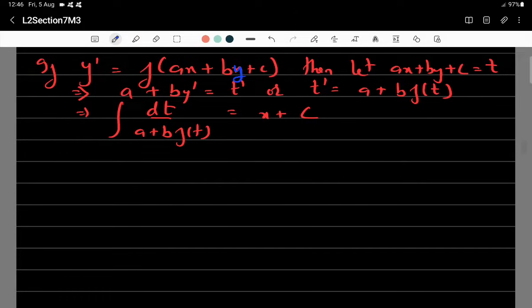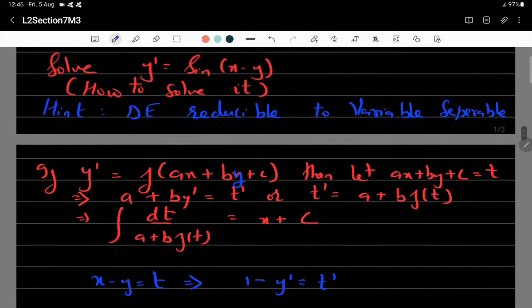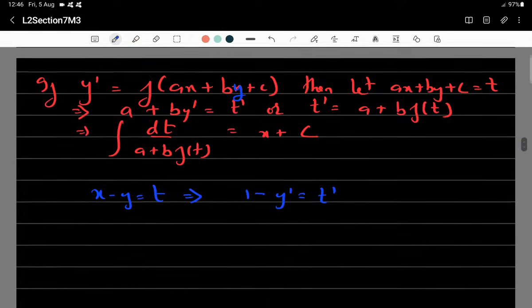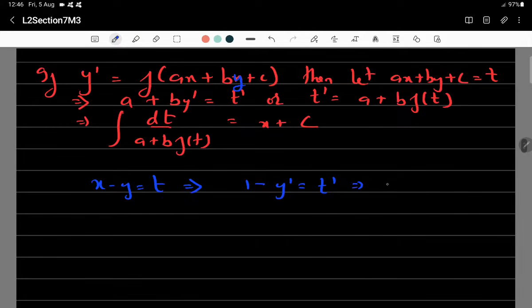So it is a function of x minus y, and therefore I can take x minus y is equal to t. That gives me, I need to differentiate both the sides. So 1 minus dy by dx, which is y dash, is equal to dt by dx. Now I have to substitute the value of y dash, which is given as sin of x minus y, which is sin t. So that gives me t dash is equal to 1 minus sin t.